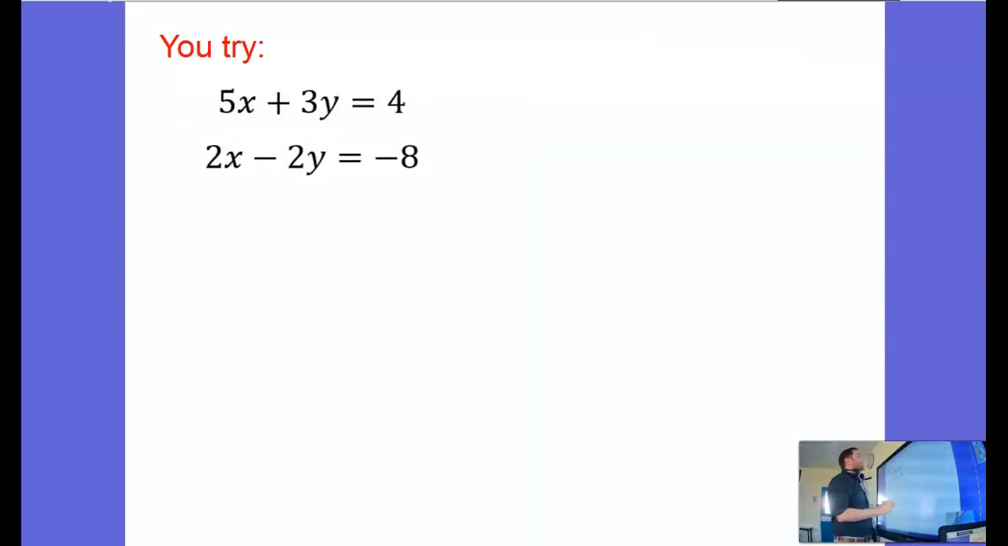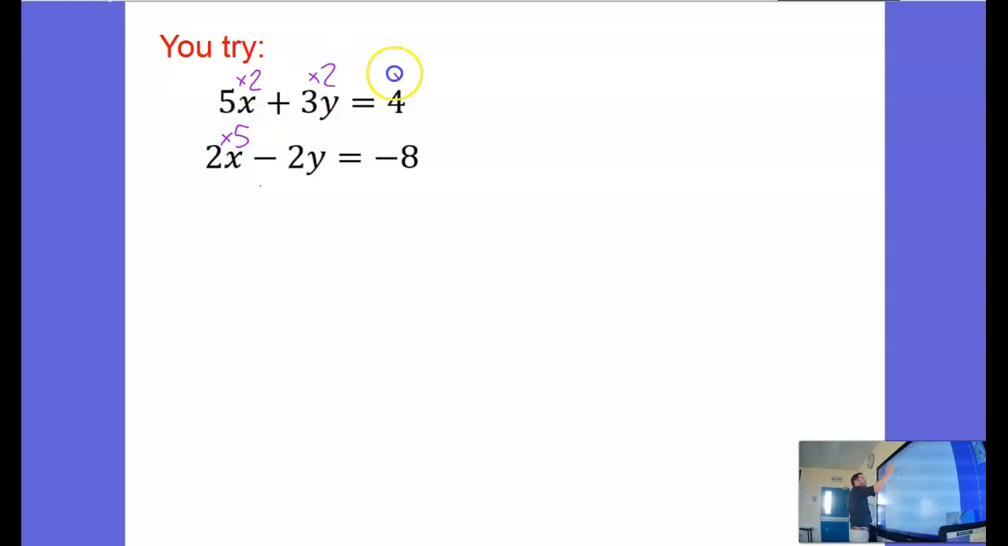And here is one more for you to try. Little bit of an extra challenge because there's some negatives in there. Give it a go. Make the x's or the y's the same, and then see if you can solve it. Okay, and I'm going to do the same thing I did on the last one, times by 2 and times by 5, and we'll just see how we do with the negatives.